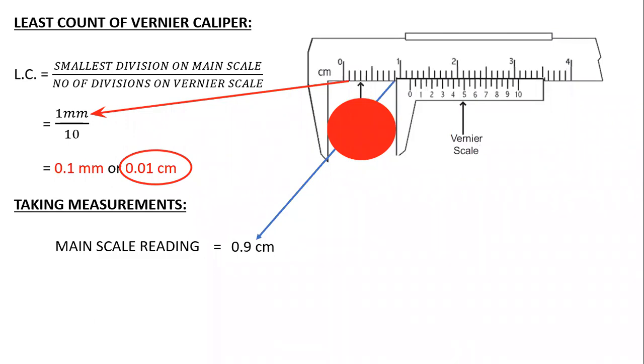Yeah, Vidit, what is the answer? Sir, it isn't 0.9, it's more than 0.9. Acha, so for you, what should the answer be then? I don't know, sir. I don't know how to read a vernier caliper.